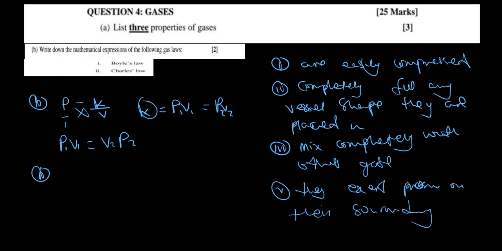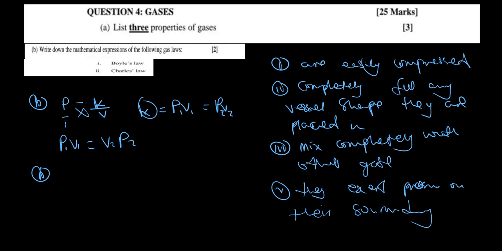Then Charles' law is that at a constant pressure, the volume of a gas is directly proportional to its temperature. That's how you can state these laws. You can write that down: for a fixed mass of a dry gas at a constant pressure, the volume of a gas is directly proportional to its temperature. That's Charles' law.